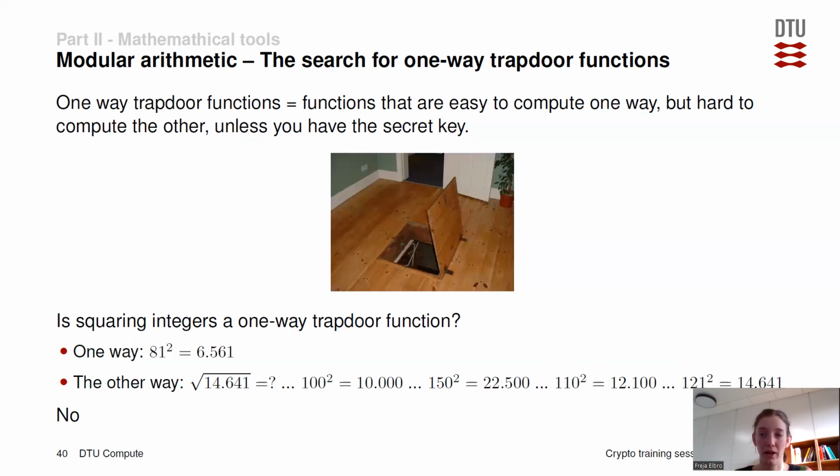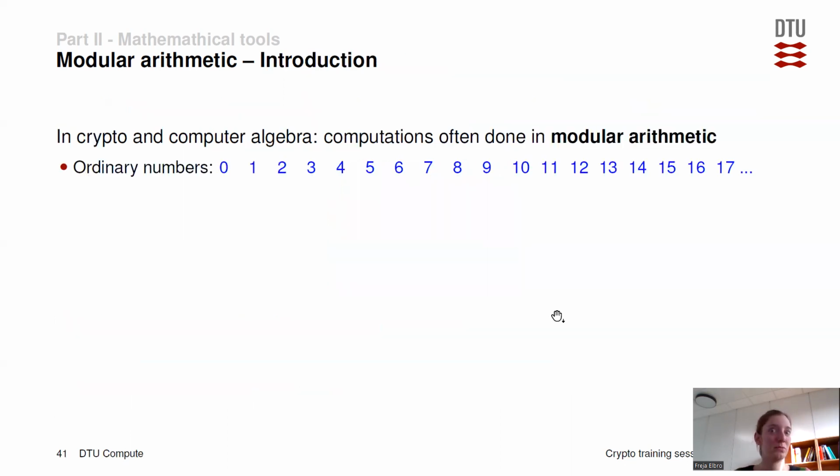So in order to make a one-way trapdoor function, we need to somehow break this order. We need to break this connection between the orders, between the sizes, the magnitudes. And one way to do this is through modular arithmetic that I will now introduce.